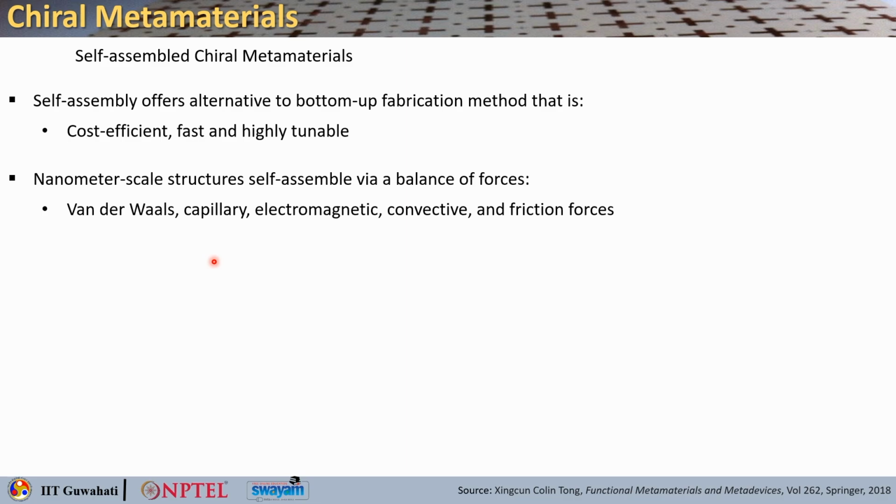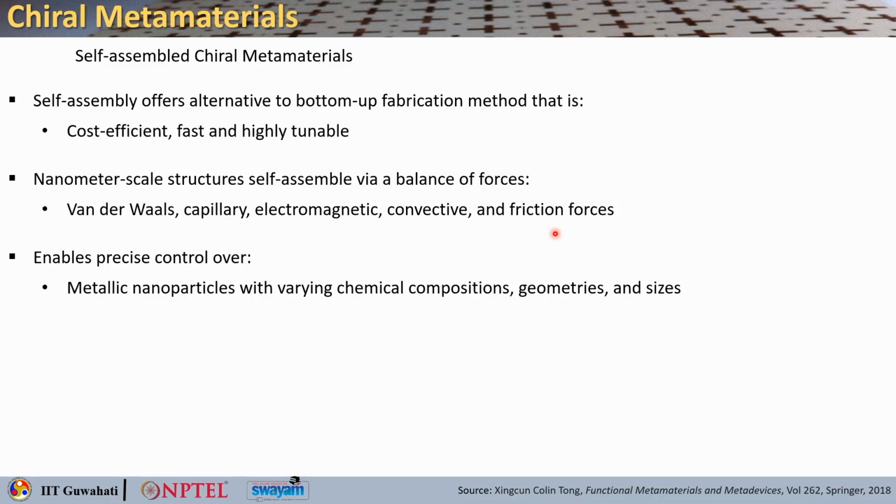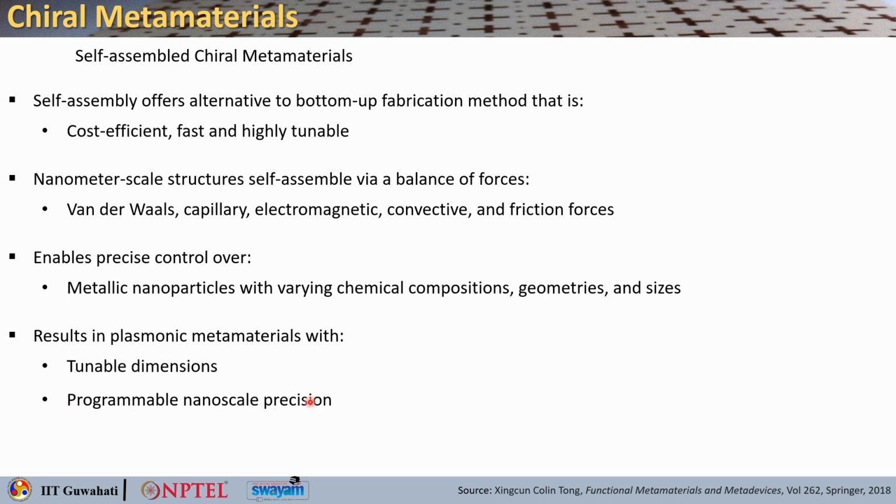have to play between a balance of different kinds of forces acting at the nanoscale, something like van der Waals force, capillary forces, then you have static or transient electromagnetic forces, you have different kinds of convective and friction forces and so on. So, this basically allows precise control over the metallic nanoparticles with varying chemical compositions, geometries and sizes. So, they result in plasmonic metamaterials that have tunable dimensions, programmable nanoscale precisions and so on, right.